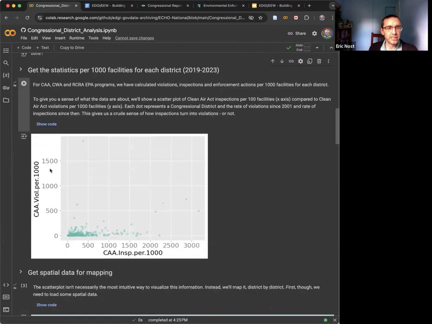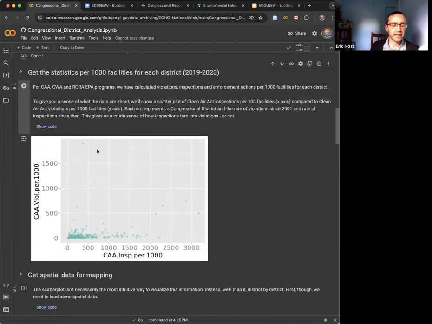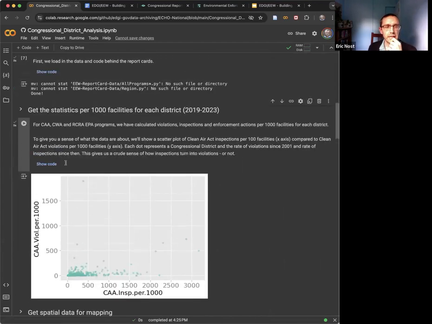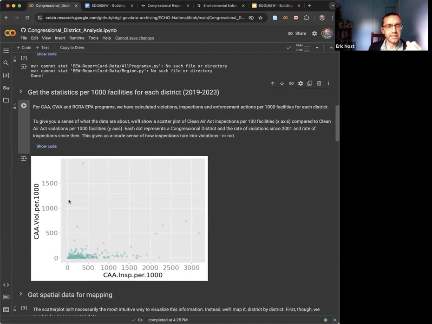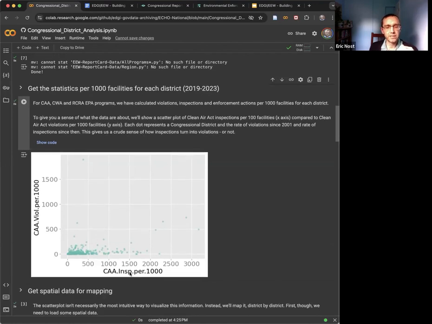So here, we're just giving you a sense of what this analysis can start to look like, or what sort of data we're looking at. We've pre-calculated some metrics that we store in a database for each congressional district in the country. Each dot here represents one of those congressional districts, and the metrics here relate to Clean Air Act inspections in that district out of 1,000 regulated facilities. How many inspections do we see? And the same here with violations.